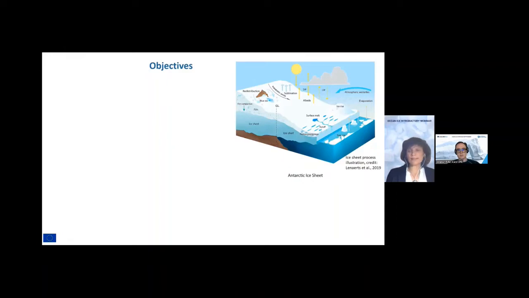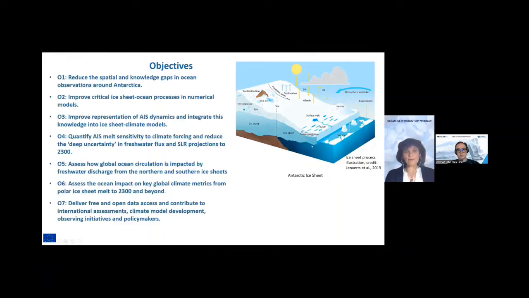And so in Ocean Ice, we're going to try and really work with almost all of these. The objectives of the project are really to understand what's going on with the ocean in Antarctica. How is that interacting with the ice sheet, melting it from below? How is ice sheet melt going into the ocean and circulating into the global ocean?